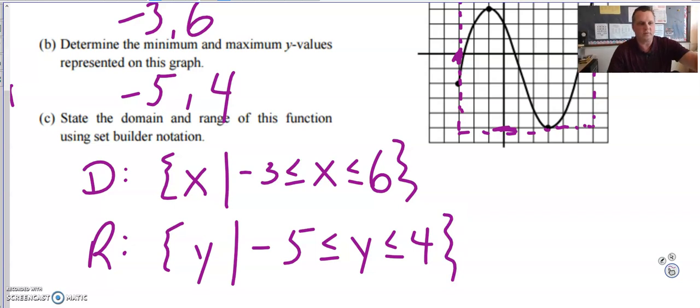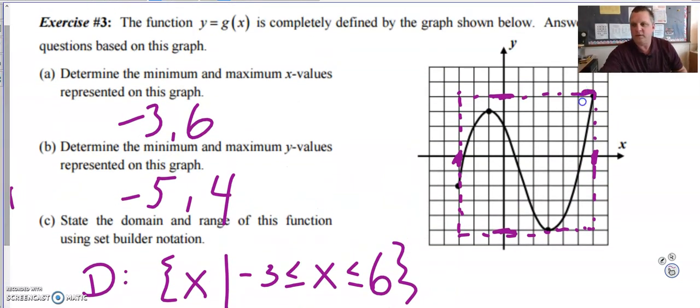Because they're all inclusive. How do you know they're all inclusive? Because of these circles here, which are filled in. If they were open, then we would not have an equal sign underneath the inequality.